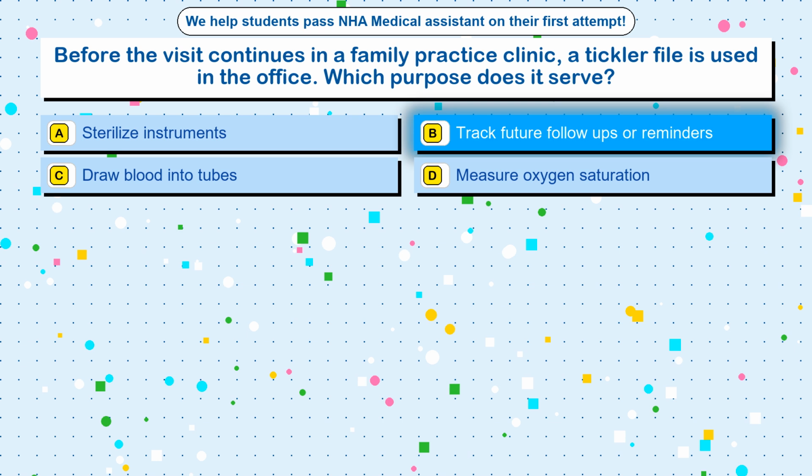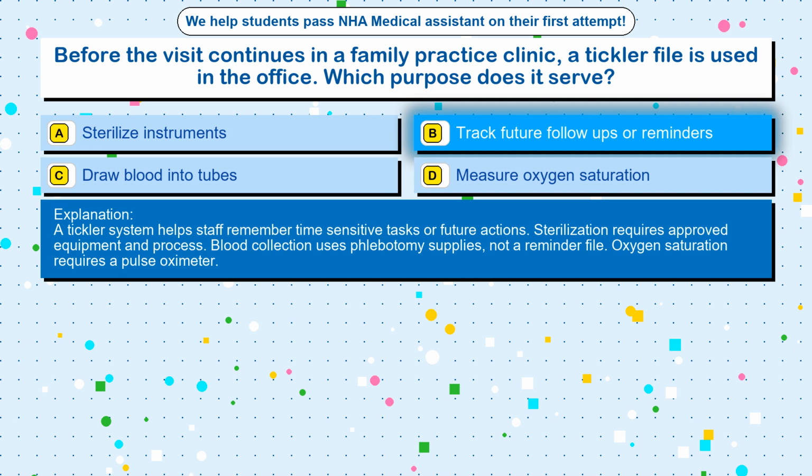The correct answer is option B, track future follow-ups or reminders. A tickler system helps staff remember time-sensitive tasks or future actions. Sterilization requires approved equipment and process. Blood collection uses phlebotomy supplies, not a reminder file. Oxygen saturation requires a pulse oximeter.